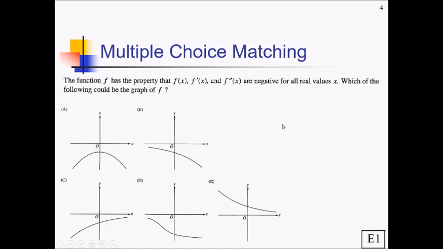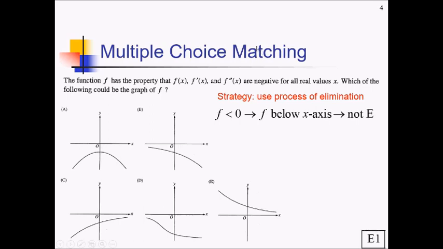All right, so my strategy on these whenever I'm matching is process of elimination. Let's go through each of these properties. They said that f was negative. Well, that means visually that my graph has to be completely below the x-axis. So that means I can eliminate choice E, which is above the x-axis. Next, they said that f prime had to be negative as well. That means that f must be decreasing across the entire interval.